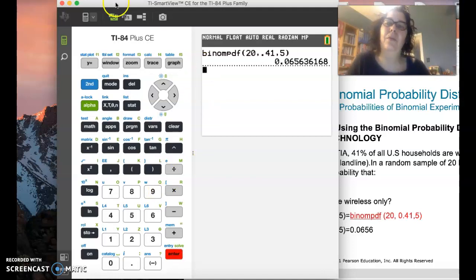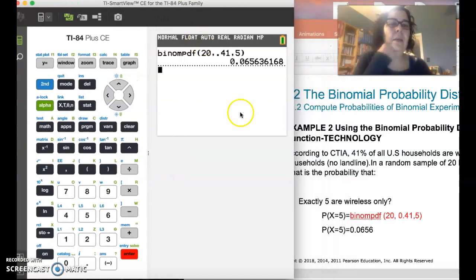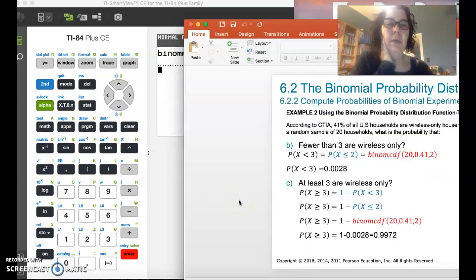So what does that show? In this context, knowing that 41% of all US households are wireless only, the probability of choosing 5 households with wireless only is 0.0656. Have 4 places after the decimal. What is the trick in this question? Because we're finding a probability x equals to, we need to use binomial PDF. All right. So I will be going to the next one.